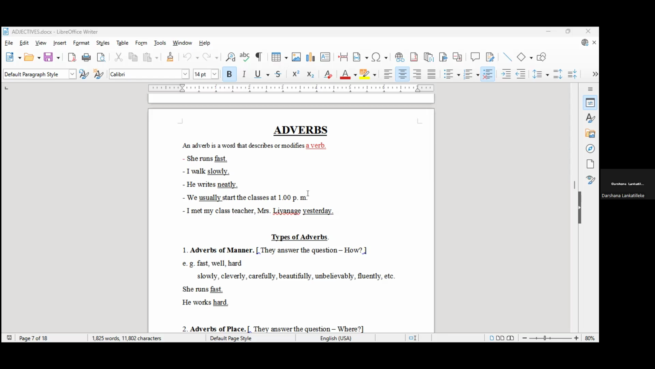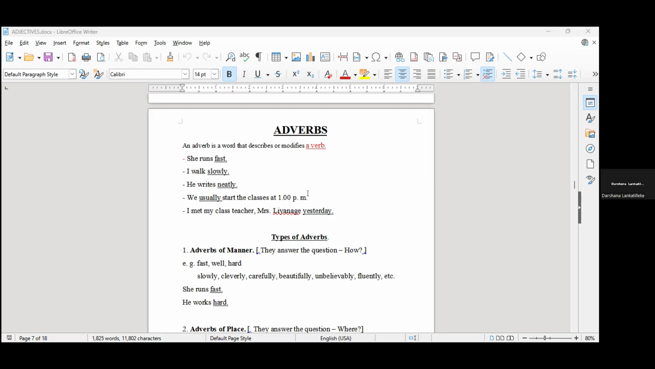Okay. Look at the examples I have given here. She runs fast. So here, runs. She runs. Runs is the verb here. Runs how? Fast. So the word fast describes how she runs.